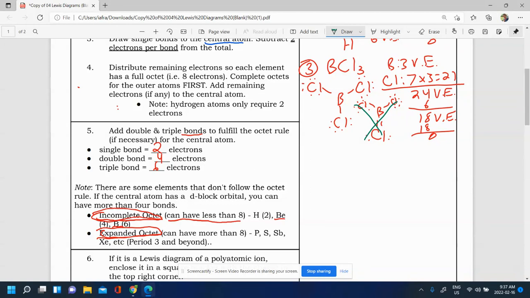So don't make double bonds there, because that's not the best structure for boron. And the same thing would apply to beryllium. So suppose we had a molecule of beryllium. Here's another example here.